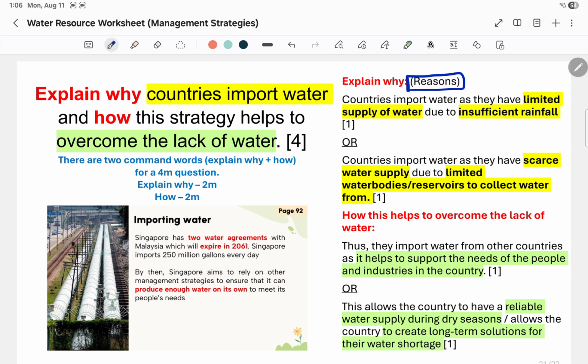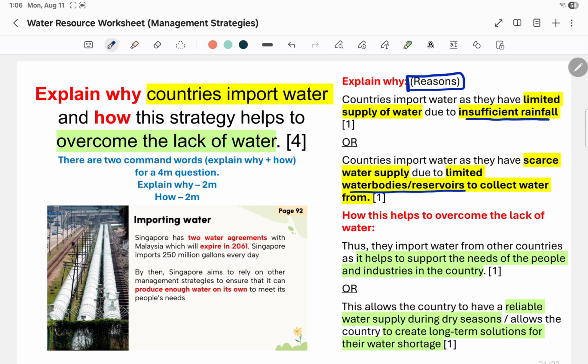Some of you said that, oh, they have limited supply of water, full stop. Is that a good explanation? I kind of give the very simple background, but you're asked to write this for 2 marks, right? You must give sufficient depth. So it's good for you to elaborate a little bit more. Why do they have insufficient water? It could be because there's a lack of rainfall, or perhaps there's limited water bodies to collect water from.